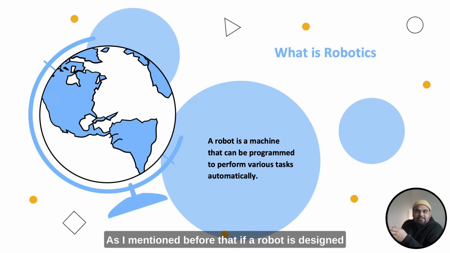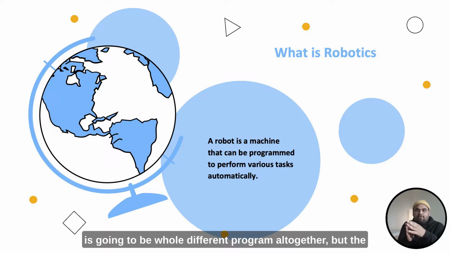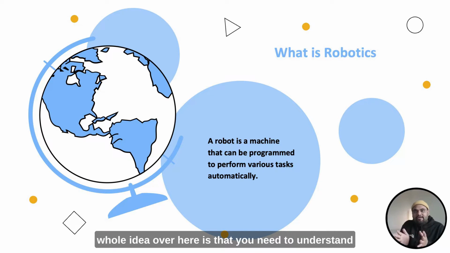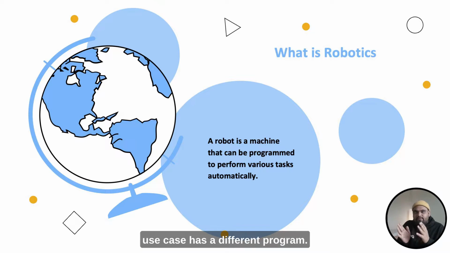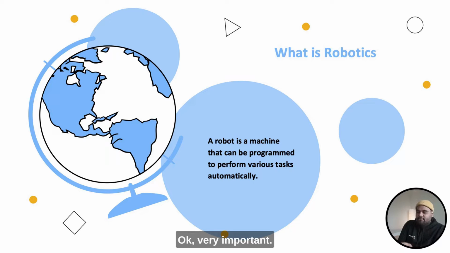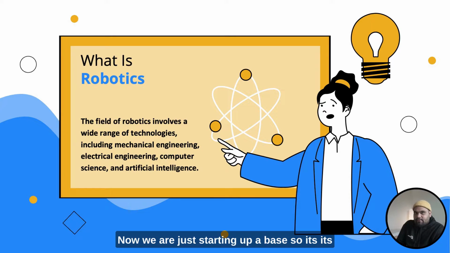Okay, as I mentioned before, if a robot is designed to pick up boxes, and now you need to program the robot for cutting vegetables, it's going to be a whole different program altogether. The whole idea over here is that every use case has a different application and every use case has a different program. Okay, very important. Now we're just starting up.